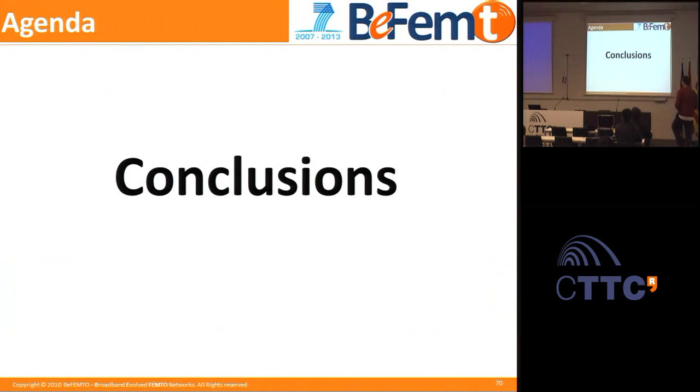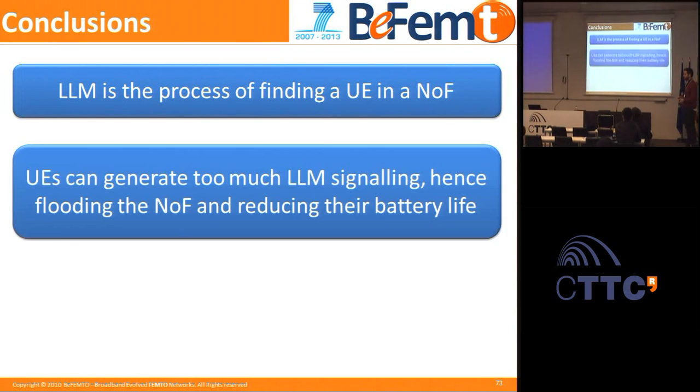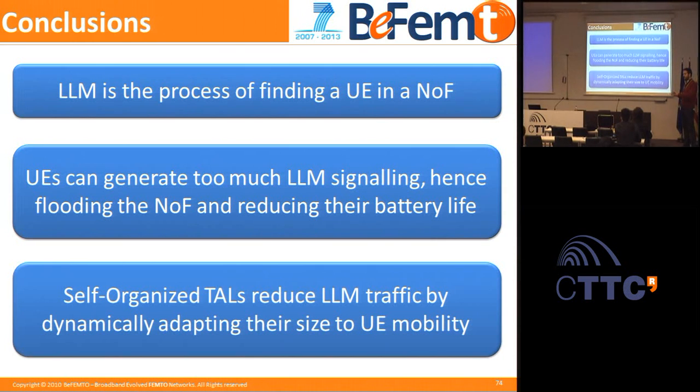Coming up to the end of the presentation, what are the main conclusions here? Well, I think there's little to be said, actually. I think the conclusions of this talk are the three answers to the questions. First of all, what location management is, more specifically, local location management. Second, why local location management is a challenge in a network of femtocells. And third, how can we improve local location management mechanisms.